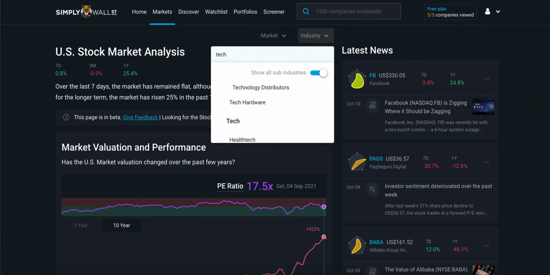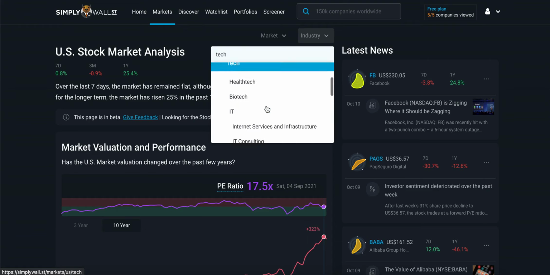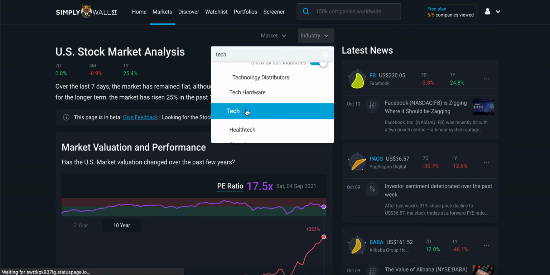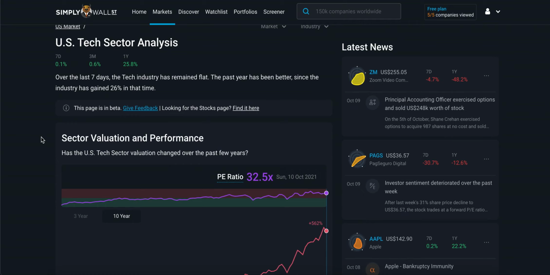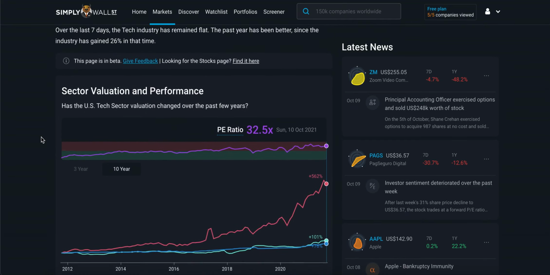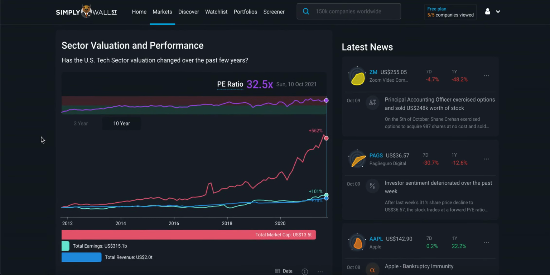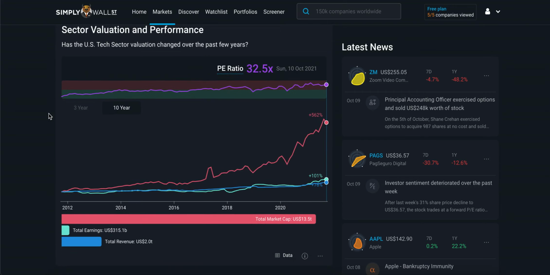So we can simply go to the drop down for industries here, and already we get provided every example that could be relevant to what our search is. Let's say I want to look at the tech sector overall. Now, just like the market page, we're provided with the same summary here, but it's just tailored to the tech sector. So you get that personalized sort of summary, just like you did on the market page. Now, we look at sector valuation and performance as opposed to market valuation and performance.